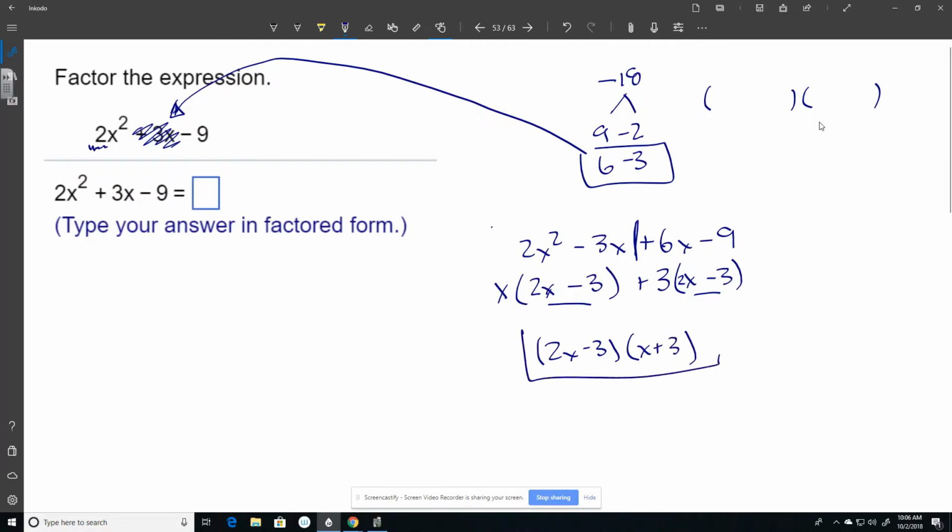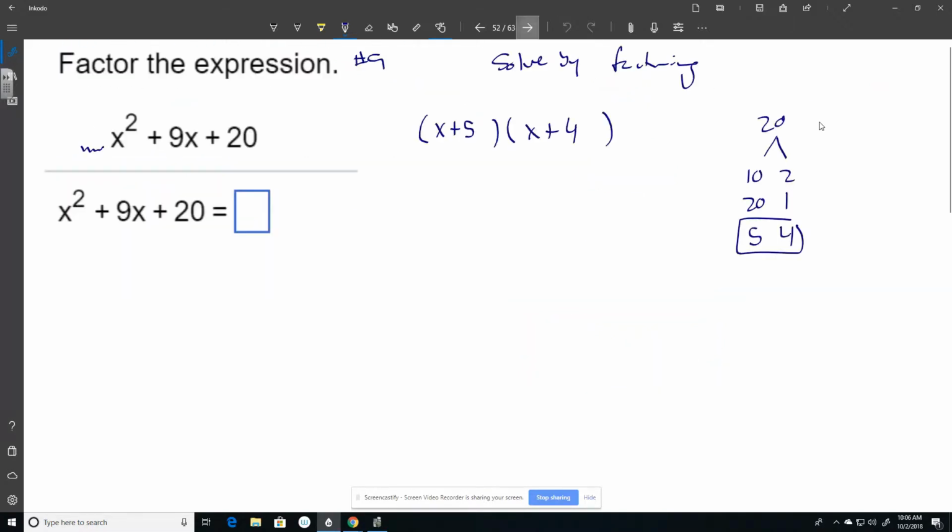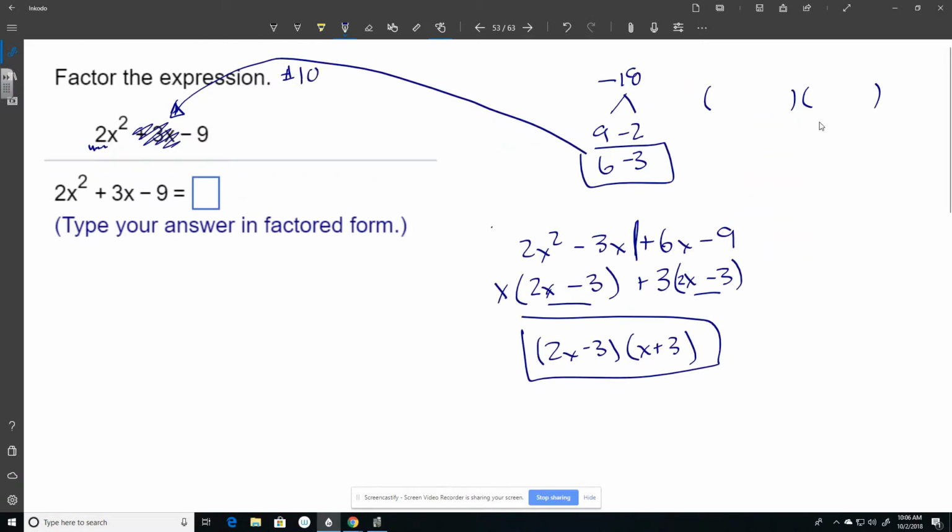So that is my factored expression. Again, it didn't say to solve, so I'm done. I don't have to do anything else. And that was number 10. So that should take care of Unit 1 questions.